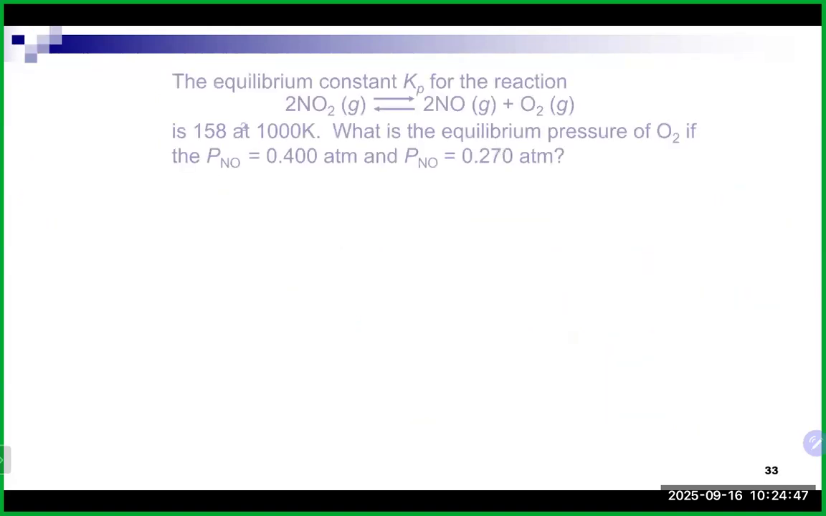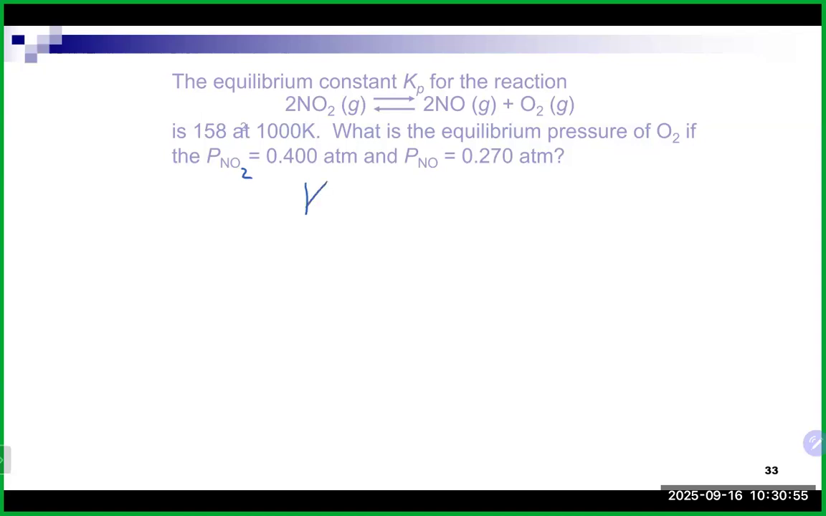All right, let's take a look at another one here. The equilibrium constant Kp for the reaction at this temperature is 158. What is the equilibrium pressure of the O2? We'll go with the partial pressure of NO2 being 0.4 atmospheres, and the partial pressure of NO is 0.27 atmospheres. We're looking for the equilibrium pressure of O2. So take a few moments here; we're looking for a pressure, and we have the Kp value.